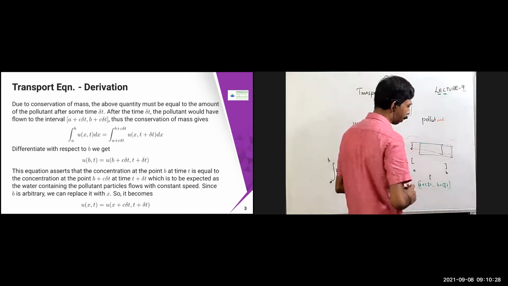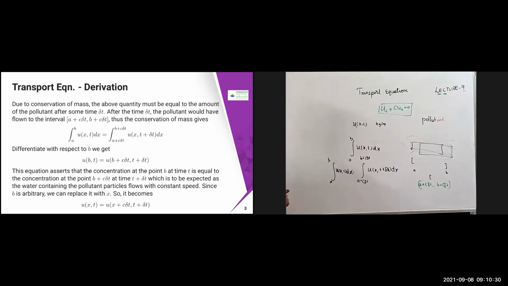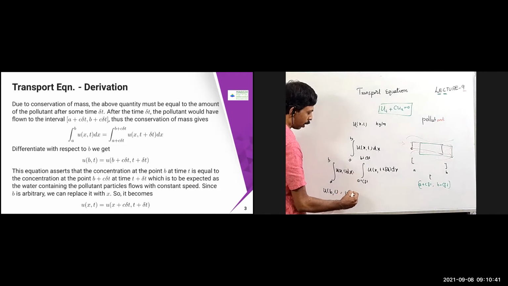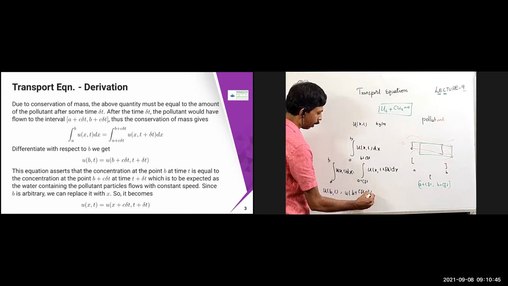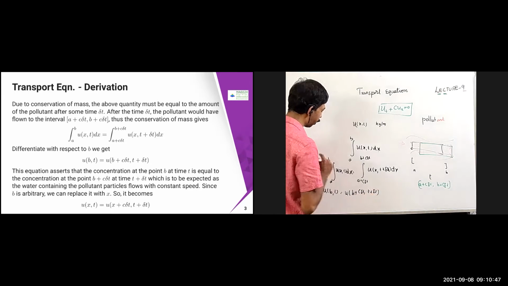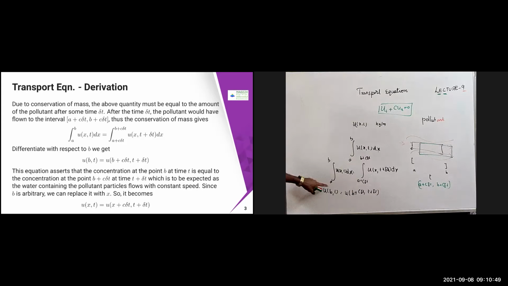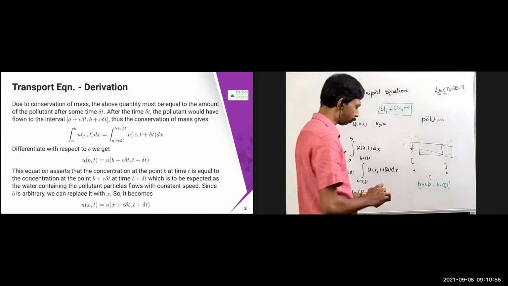Okay, it is going to keep on moving, so you are going to get that. If you differentiate with respect to b, what you are going to have is u(b, t) equal to u(b + c Δt, t + Δt). Differentiate with respect to b. With respect to a, it is not going to matter, because that term vanishes. So differentiating with respect to b, you get this one.